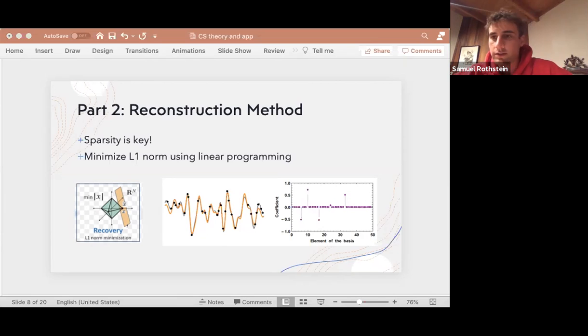All right, so part two, we're going to talk about the reconstruction method. As we alluded to before, we know that many signals are sparse, which means that they contain many coefficients that are close to or equal to zero when represented in a particular domain. So compressed sensing usually starts by taking a weighted linear combination of samples in a basis that is different than the basis in which the signal is known to be sparse.